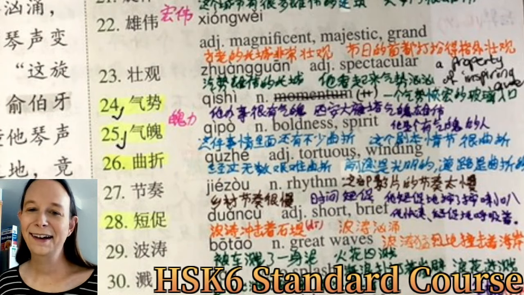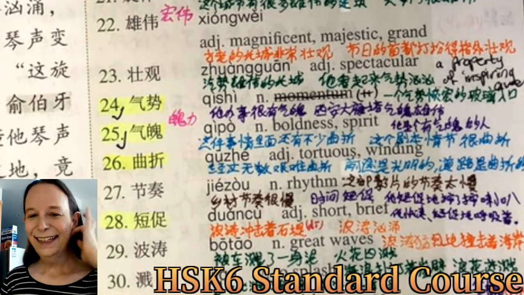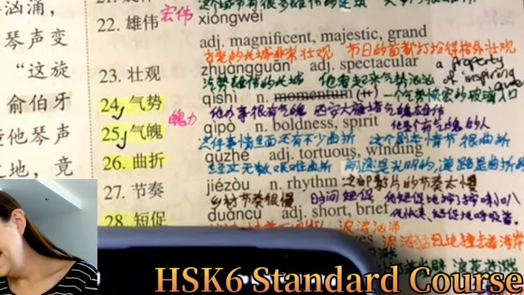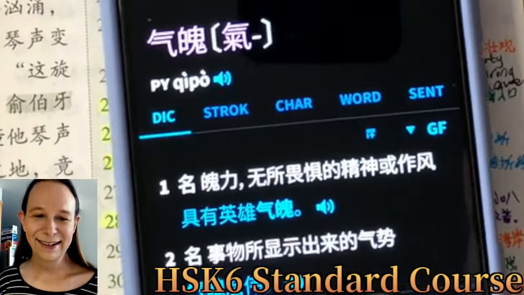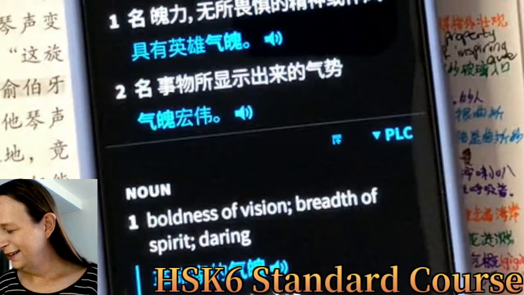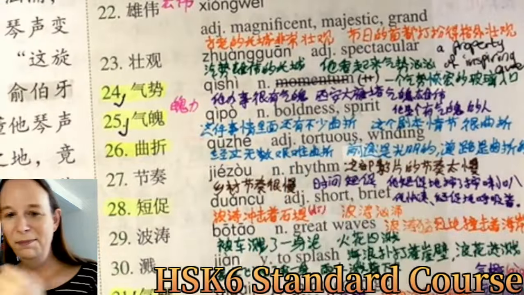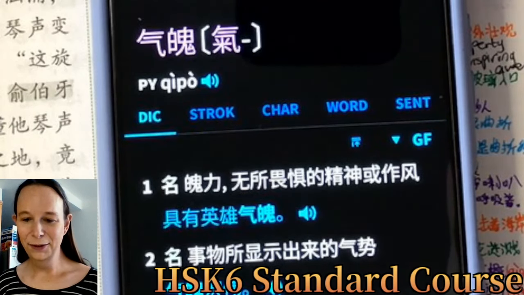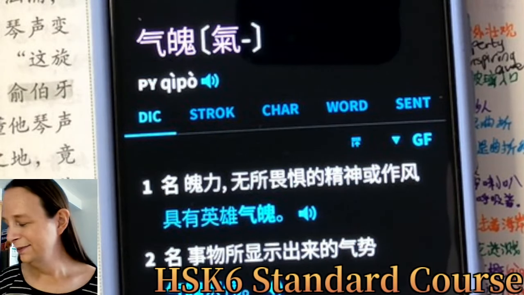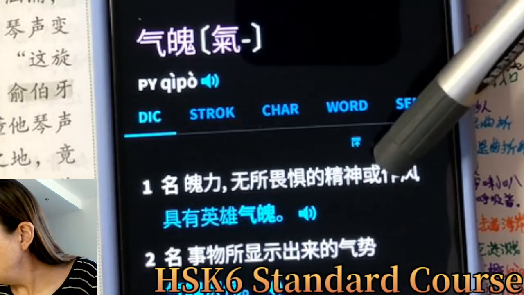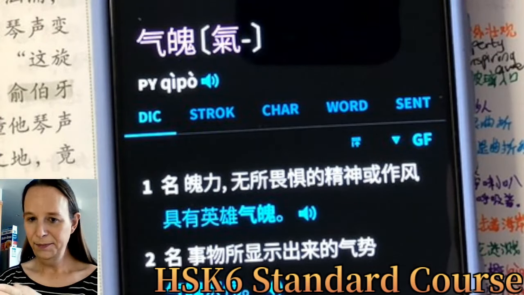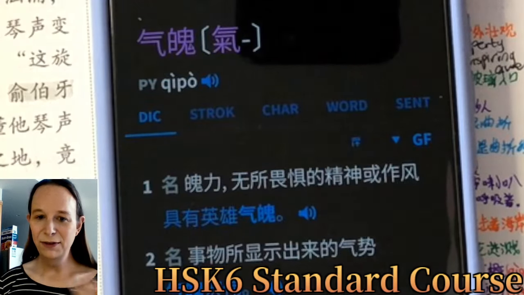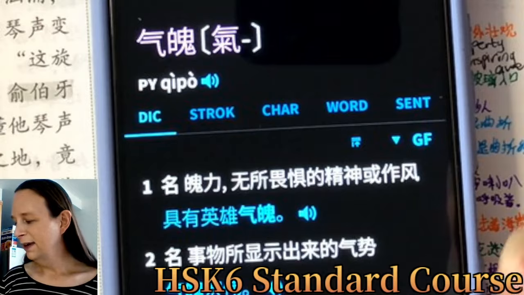Oh, another one, 气魄. Oh, I hate these words. 气魄. It is a noun, and somehow it's different to 气势. I don't use them in my output, I can assure you. 魄力, 气魄, boldness of vision. What is it? Boldness, spirit. Boldness, what's that? 果断性, something like that, 勇敢. 魄力, 无所畏惧的精神和作风. So this is a property of people. They have a spirit of not withdrawing, not giving up when faced with dangers or difficulties.